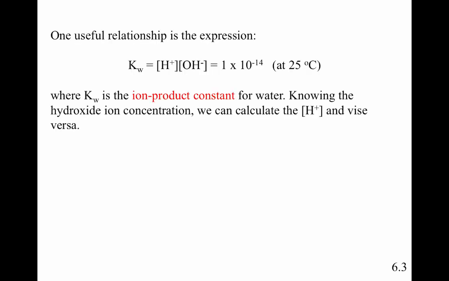One useful relationship is the expression Kw is equal to the hydronium concentration times the hydroxide concentration, and that equals 1 times 10 to the negative 14. Kw is the ion product constant for water. This means that if we know the hydroxide concentration, we can calculate the hydronium concentration, and vice versa. This is very useful in calculating the pH of bases, where it's often easier to find the hydroxide concentration than the hydronium concentration.